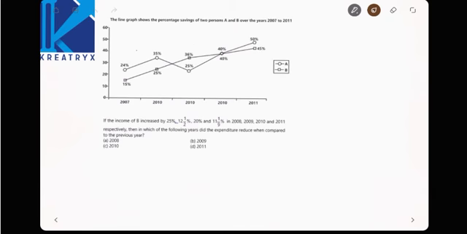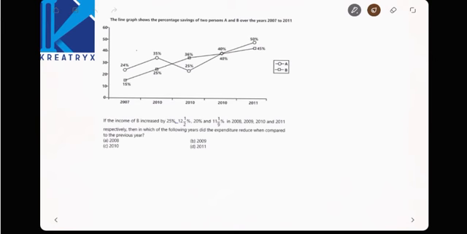Now, next, the line graph shows the percentage savings of two persons A and B over the years 2007 to 2011. Now, what is the first question? If the income of B increased by 25%, 12 1 by 2%, 20%, and 11 1 by 9% in 2008, 9, 10, and 11 respectively, then in which of the following years did the expenditure reduce when compared to the previous year?